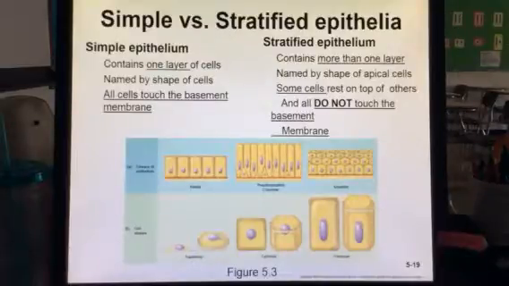And this shows us our cell shapes as well on the bottom. So squamous means flat, cuboidal means like a cube shape, and columnar means kind of like a cylinder or a column.